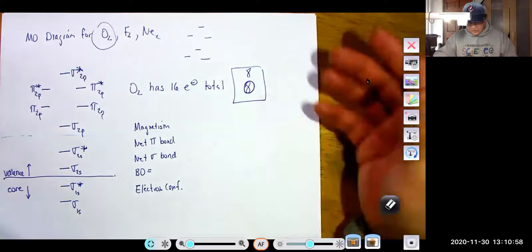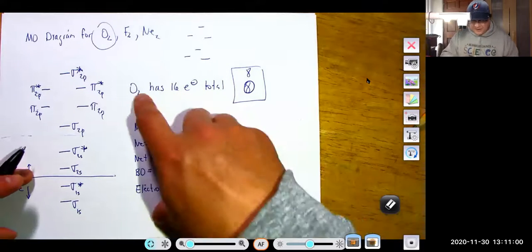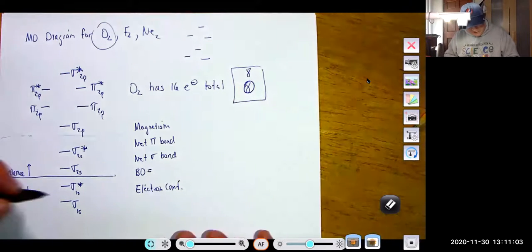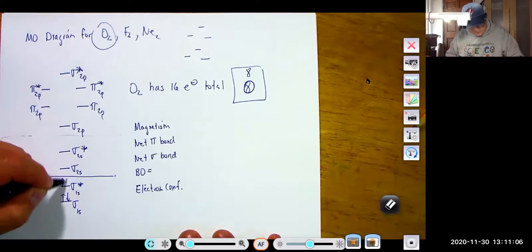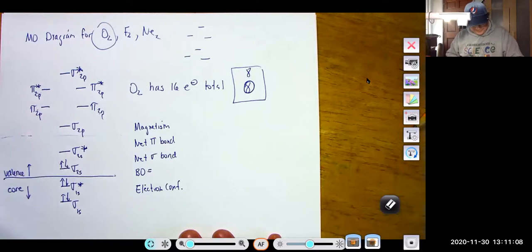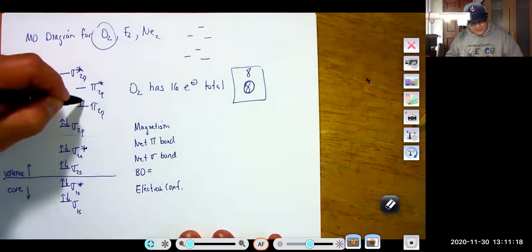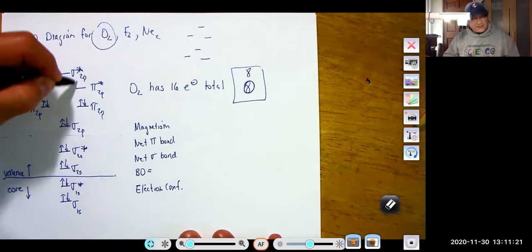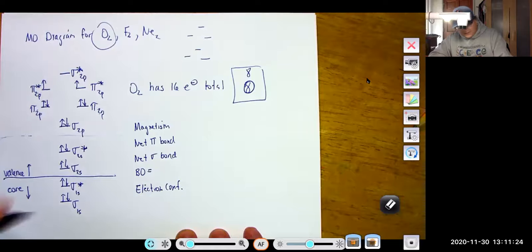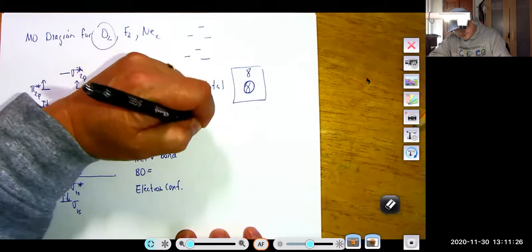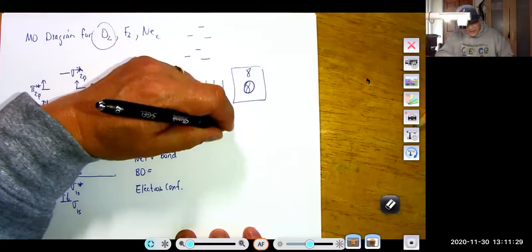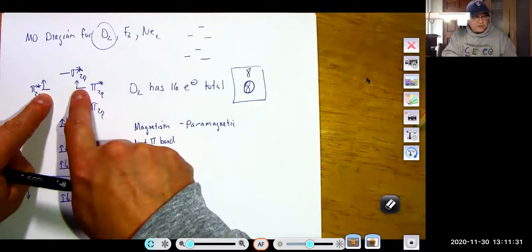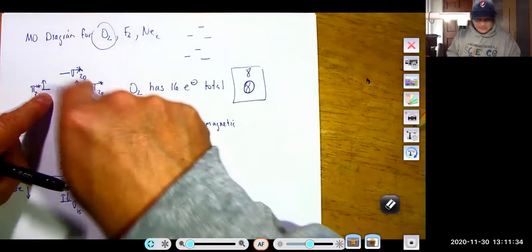So with 16 electrons, because oxygen has 8 electrons, I put them in like this: 1, 2, 3, 4, 5, 6, 7, 8, 9, 10, 11, 12, 13, 14, 15, 16. So magnetism, paramagnetic. Why? Because we have lone electrons.